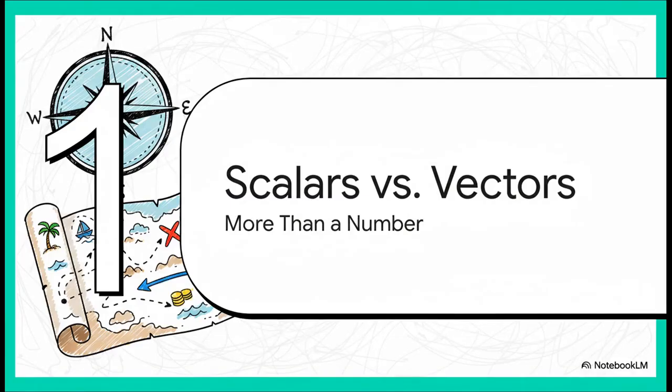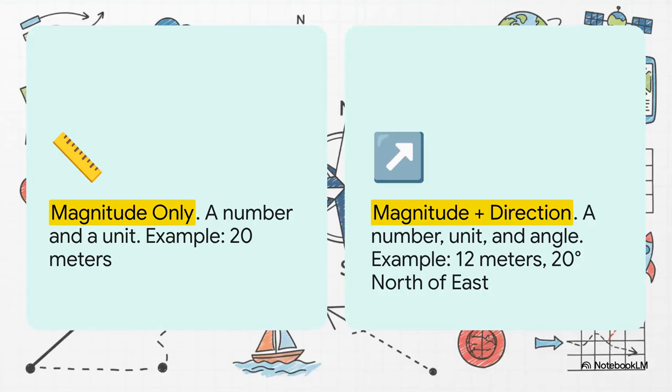So this brings us to a really important distinction in physics and math. We've got 2 different ways of talking about quantities. One is just a simple number, and the other is that complete instruction we needed for our treasure map. And you can see it laid out perfectly here. On the left, we've got scalars. They just tell you how much of something there is. That's the magnitude. So think, 20 meters of rope or a temperature of 70 degrees.